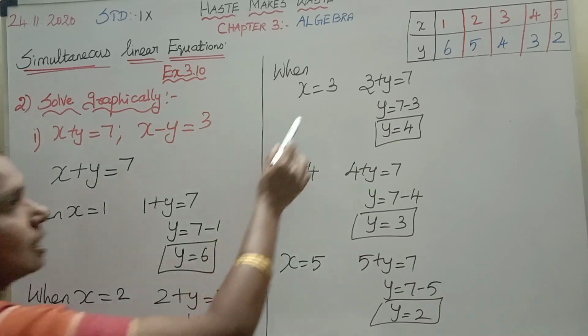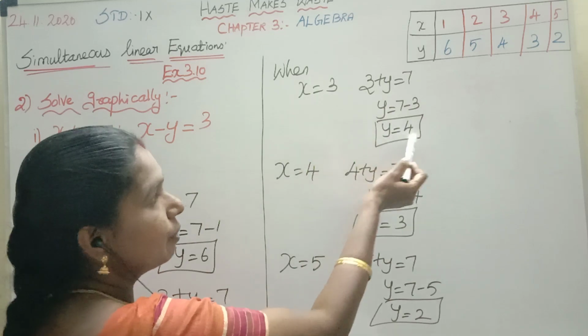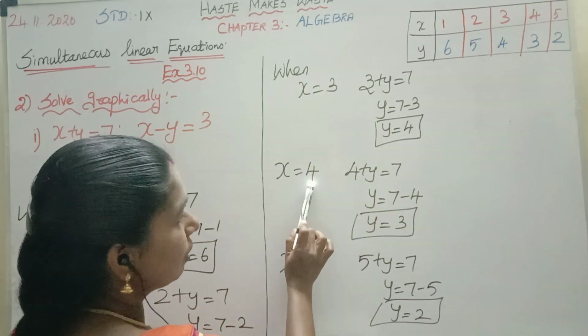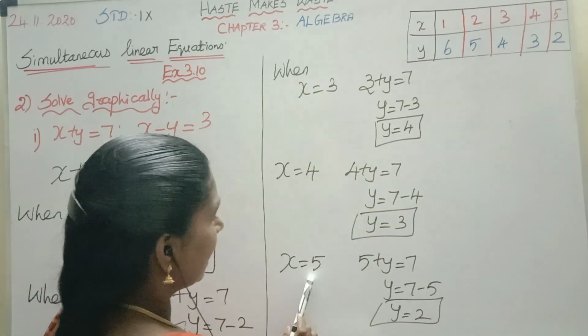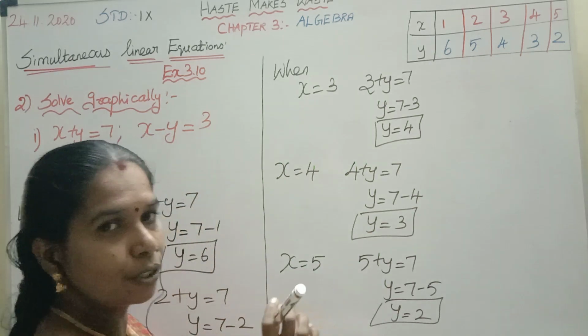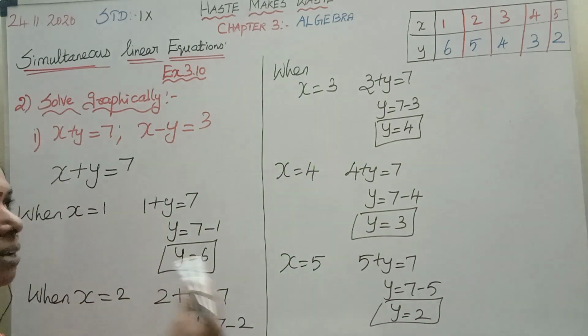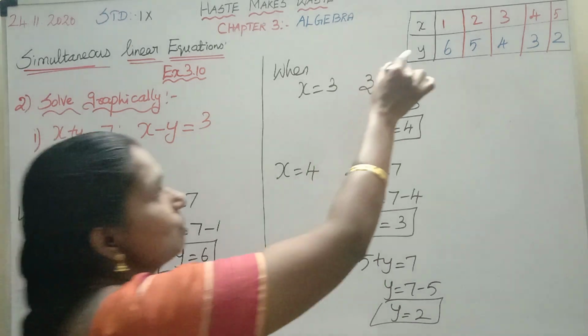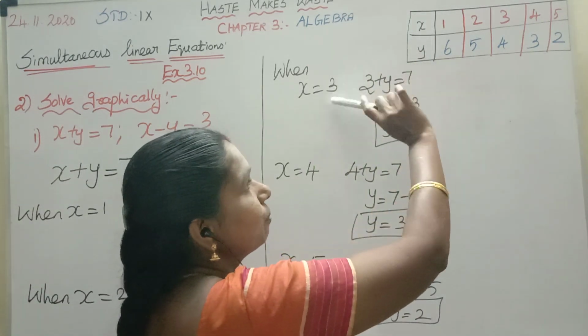Okay, next when x is equal to 3, what are you getting? Y equal to 4. X is equal to 4 means y becomes 3. X is equal to 5 means y equal to 2. Now we are going to make the table. Okay, substitute the values. So here you write x value, y value and make it the table.